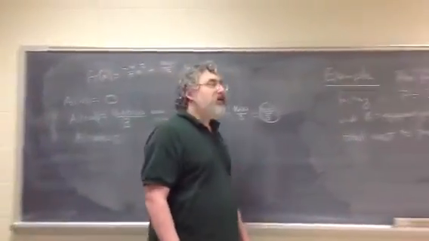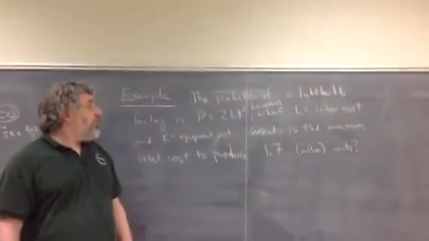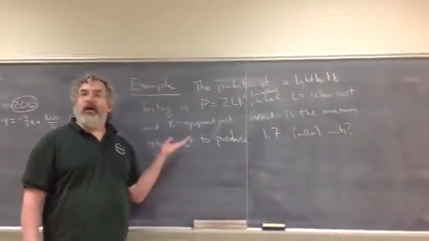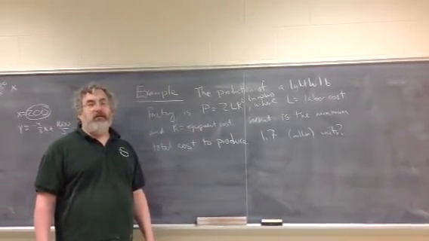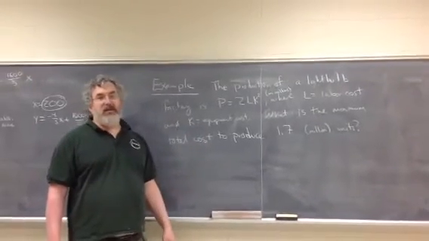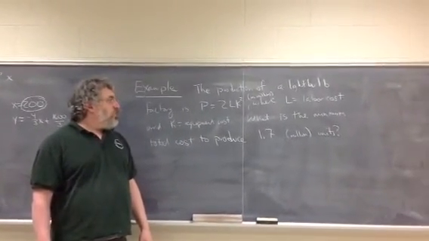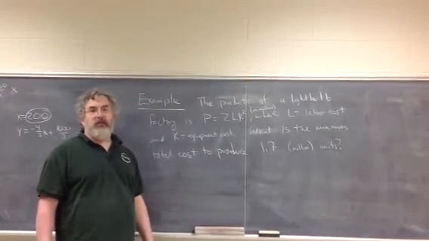Maybe even more abstract, but different kind of category. The production of a light bulb factory. I got this from the book, actually. P equals 2Lk squared in millions. That's the millions of productions. Where L is labor cost, K is the equipment cost in the appropriate units of money. What's the minimum total cost to produce 1.7 million units?